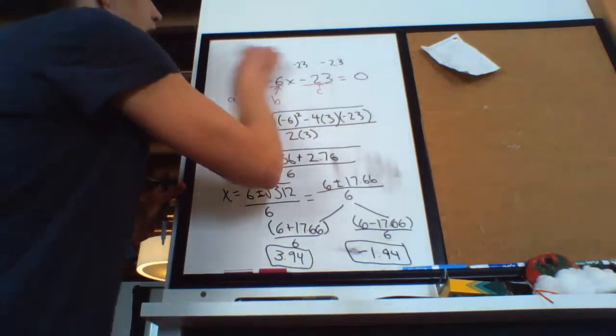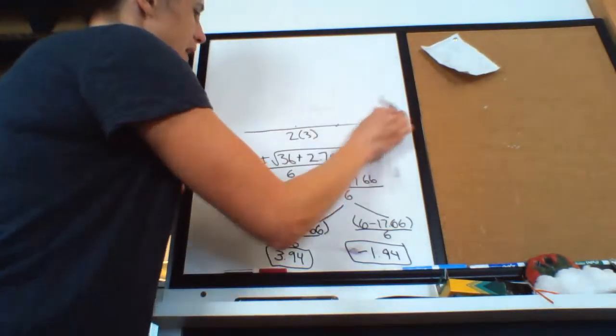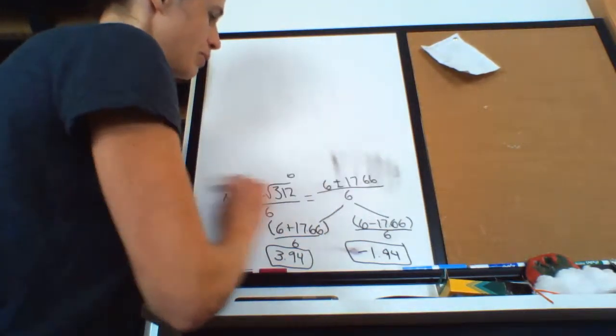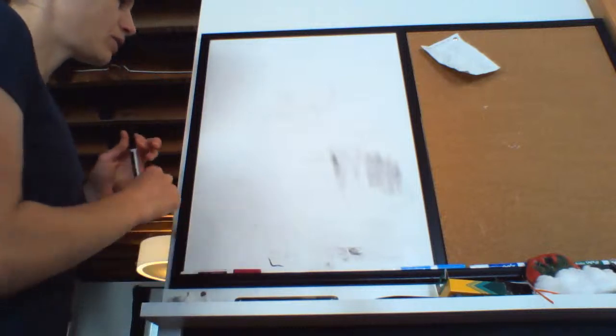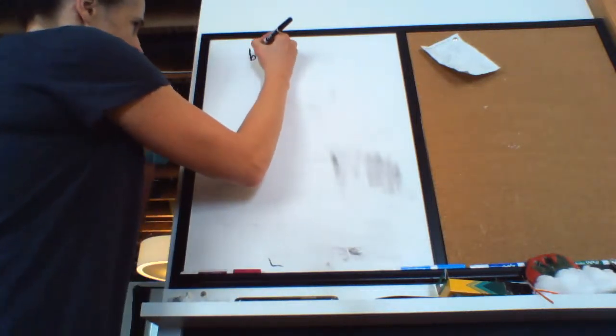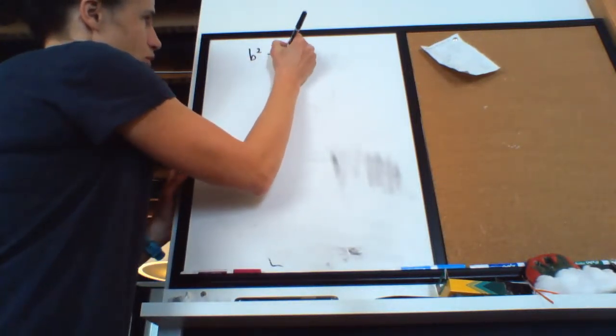All right. And then discriminants, pretty easy as long as you just remember the formula and what it is. So remember, it's b squared minus 4ac.